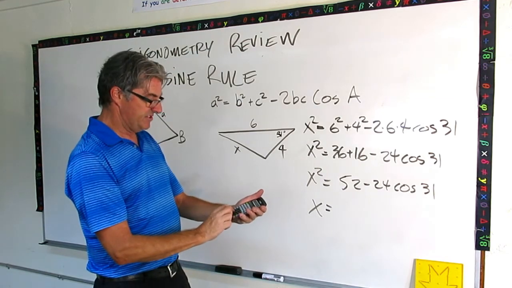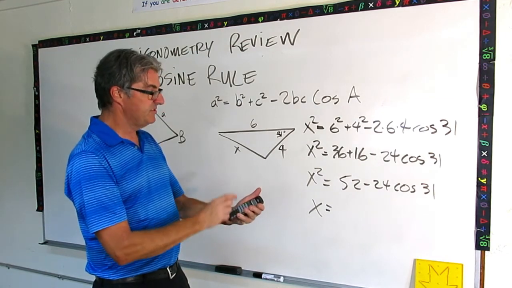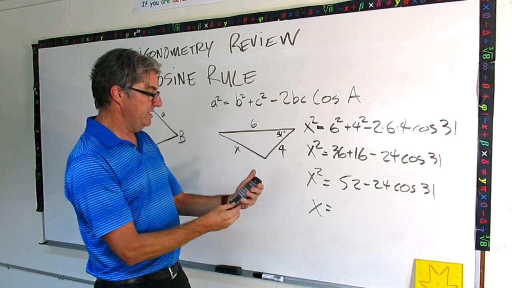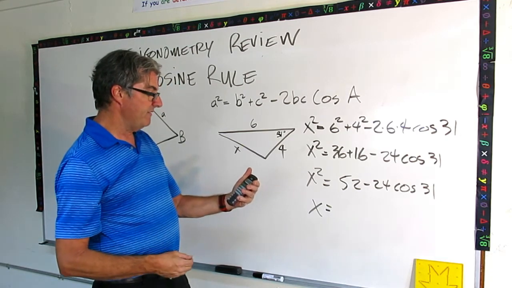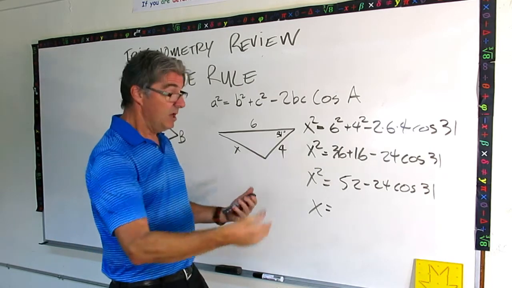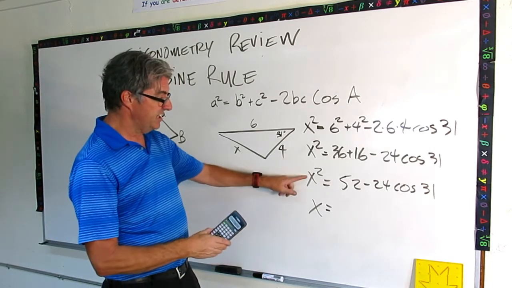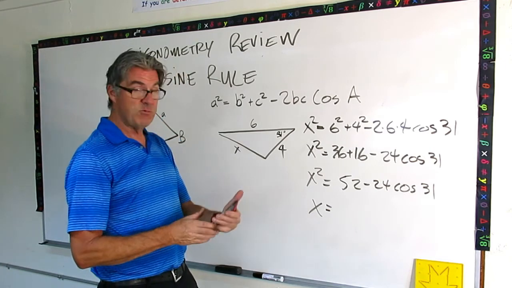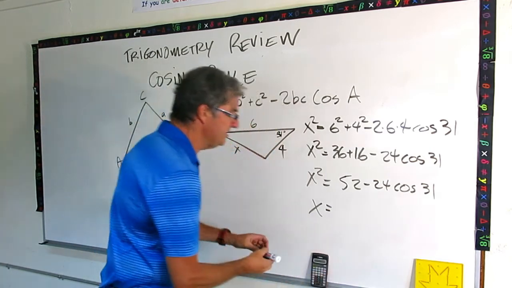52 minus 24 times 31 cosine equals 31.42, decimal goes on. I'm not going to write that down. I'm just going to take the square root of it so I can find x. Square root gives me 5.606, which is 5.61.